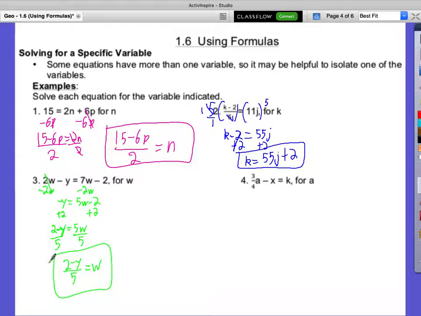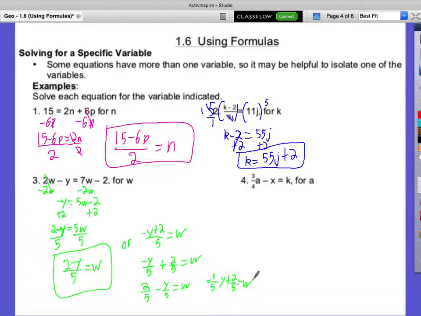Let's talk about some different variations of how we might have this written that are all correct. We might also have negative y plus 2 over 5 equals w. That would be correct. We might also have negative y over 5 plus 2 over 5 equals w. That would be correct. We might also have 2 over 5 minus y over 5 equals w. That would be correct. You can have, instead of y over 5, a negative 1 over 5 y plus 2 over 5 equals w.